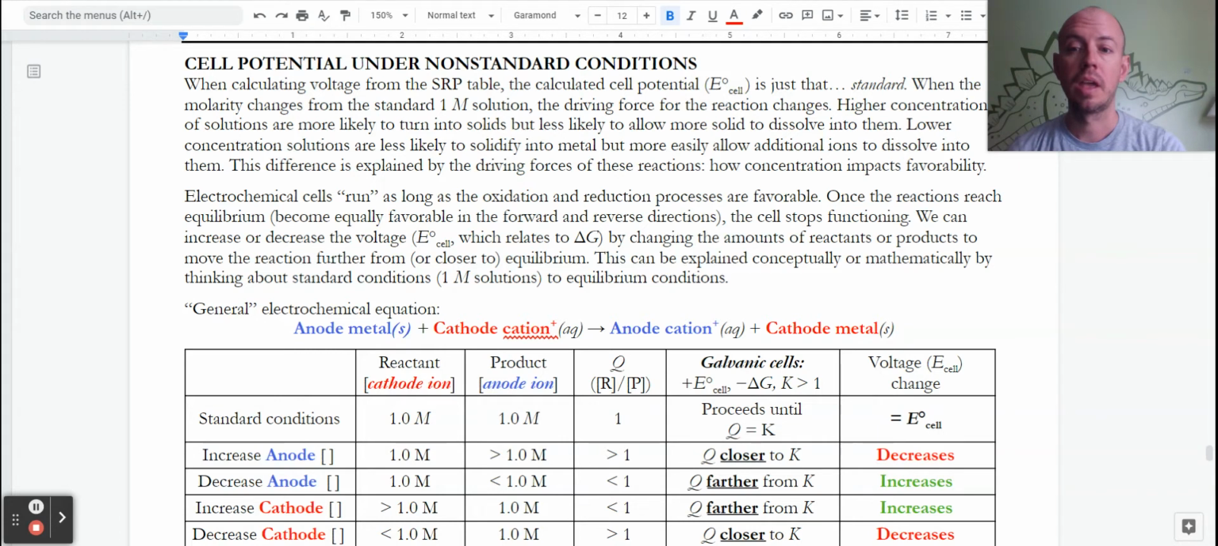So as a general equation here, we know that our anode is oxidized into a cation, and the cation in the cathode turns into the metal. There are lots of exceptions to this, but we're going to focus on galvanic cells, so negative delta Gs, and we're going to focus on simple reactions.